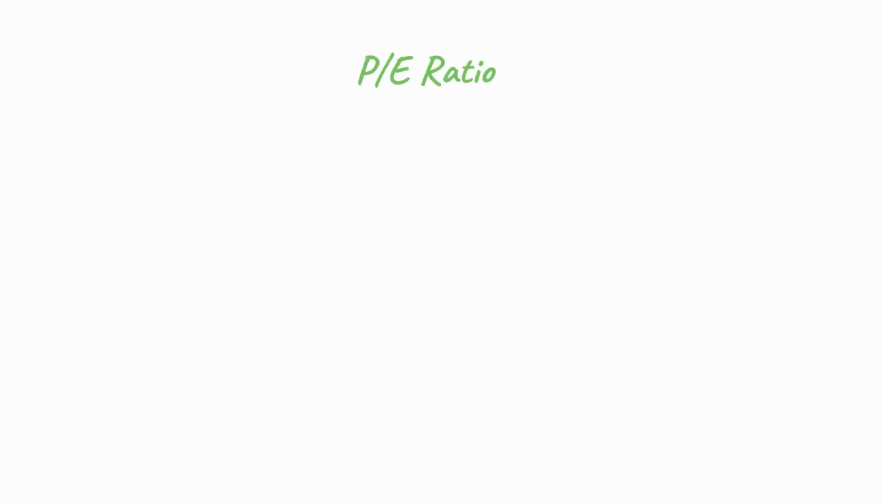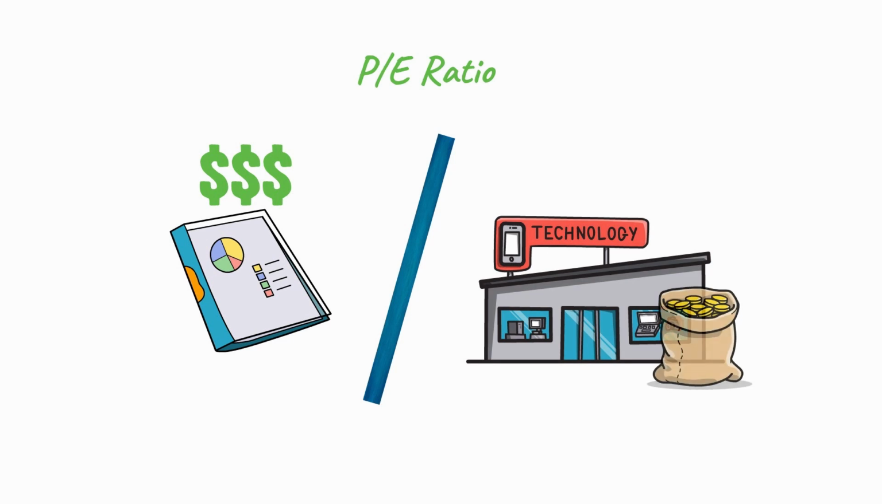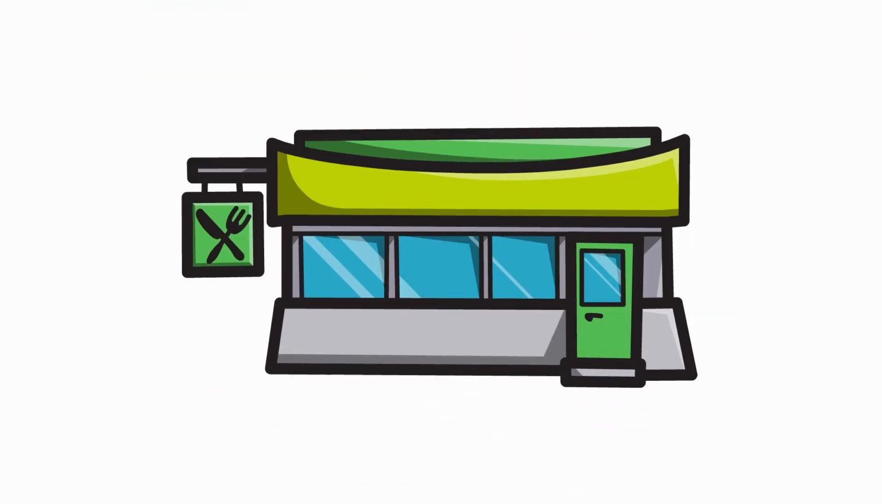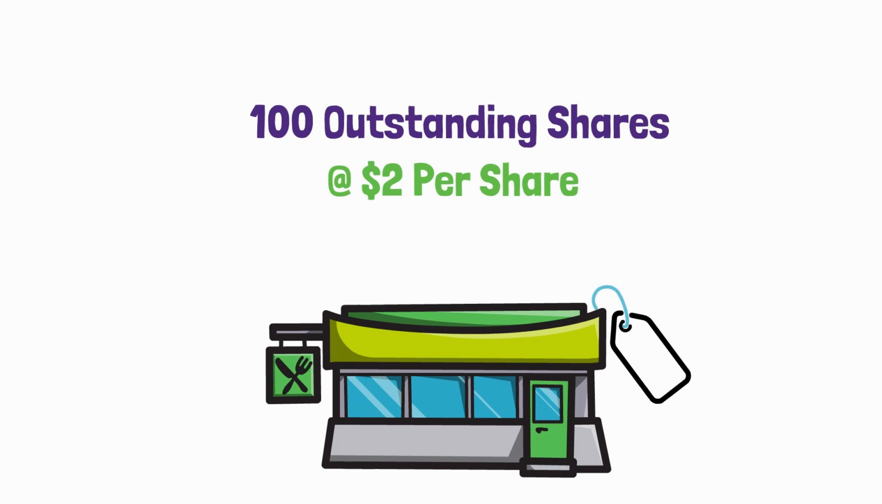Alright, so price to earnings ratio is simply what the price of a stock is relative to its earnings. So let's say we have a Chinese restaurant and it has 100 shares outstanding and each share is valued at $2. This means that the company would be valued at $200. This company also makes a total revenue of $50 per year.